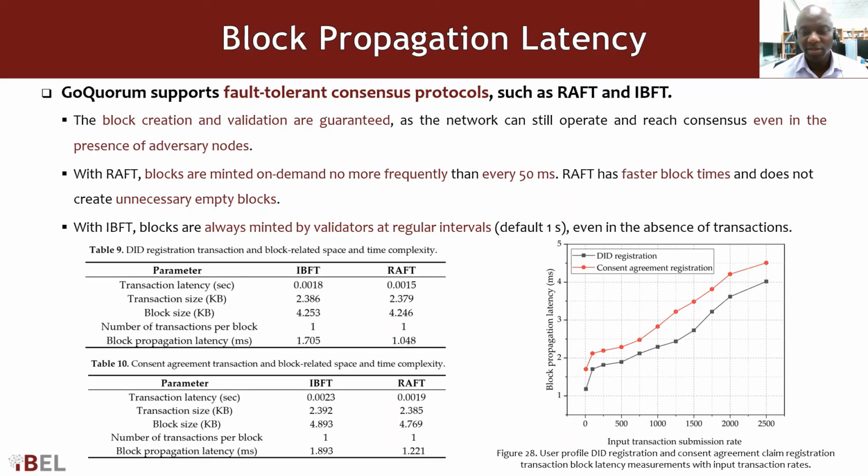As you can notice, both transactions are scaling linearly. However, the DID registration transaction has shown lower block propagation latencies compared to the consent agreement registration related latency. This is because the consent agreement related latency is more complex and has more read and write operations.